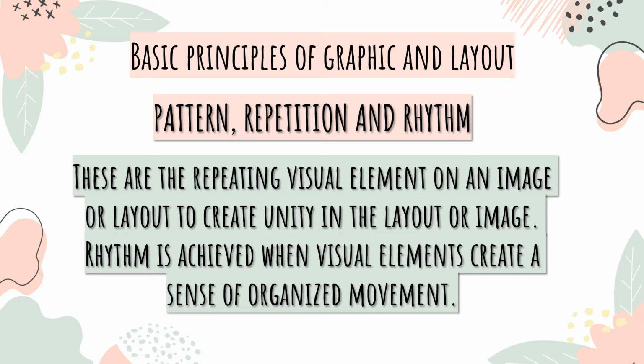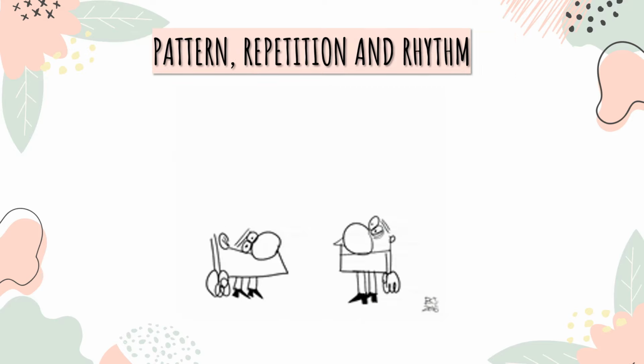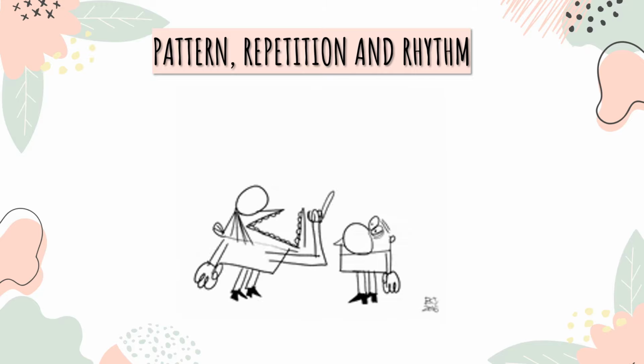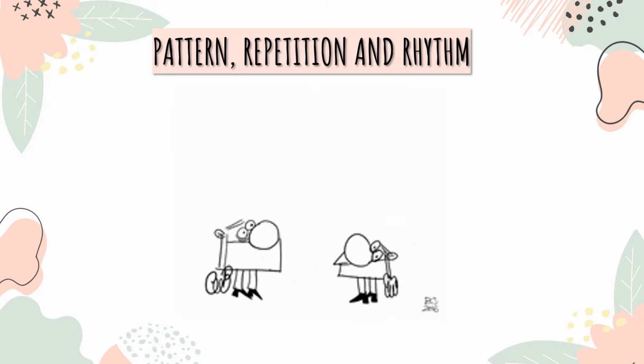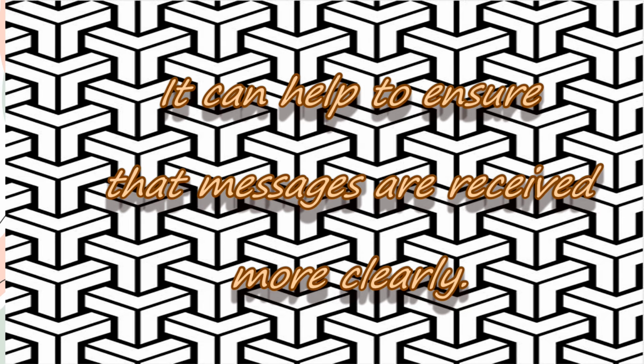Pattern, repetition, and rhythm. These are the repeating visual elements in an image or layout to create unity in the layout or image. Rhythm is achieved when visual elements create a sense of organized movement. Let us consider someone who repeats themselves. However, it is different in design. When used correctly, repetition will help a design stand out. It can also help to ensure that messages are received more clearly.